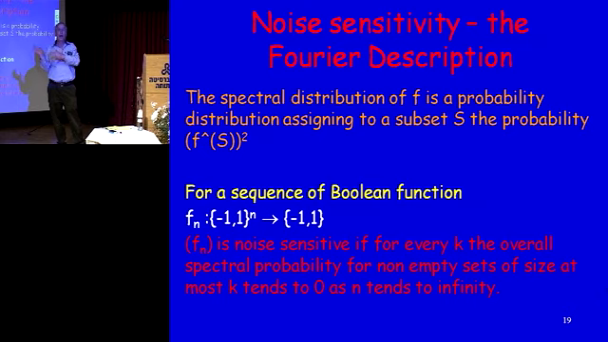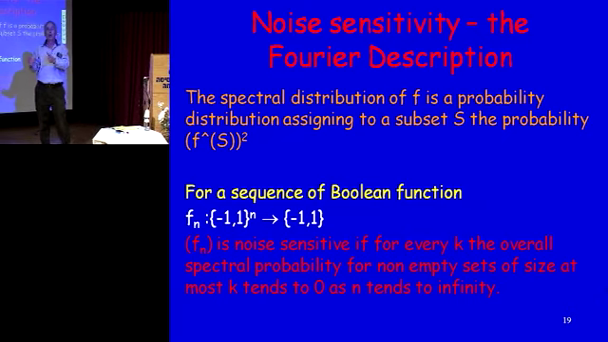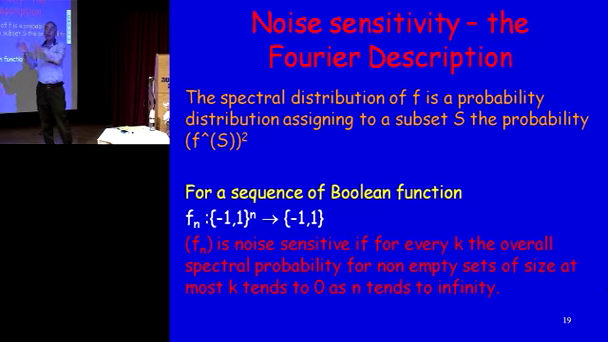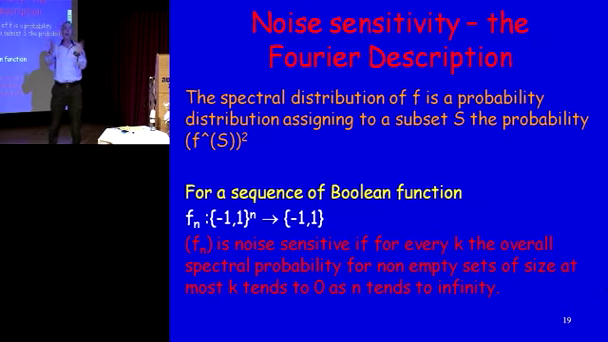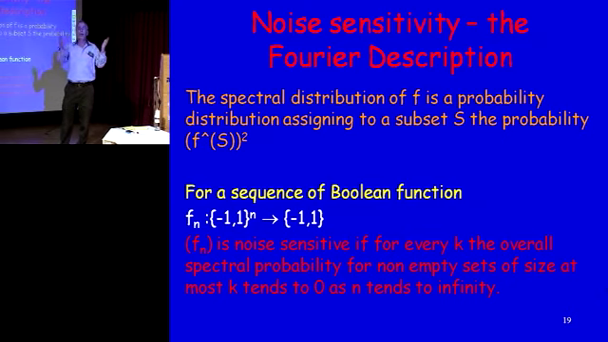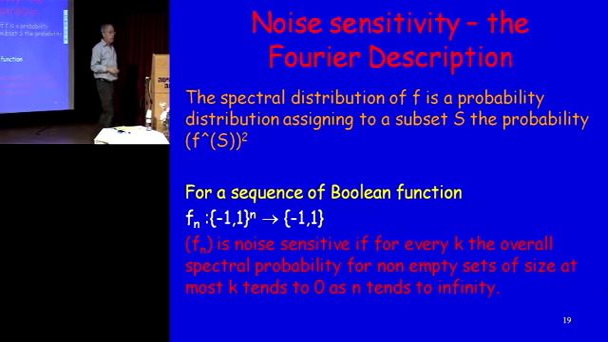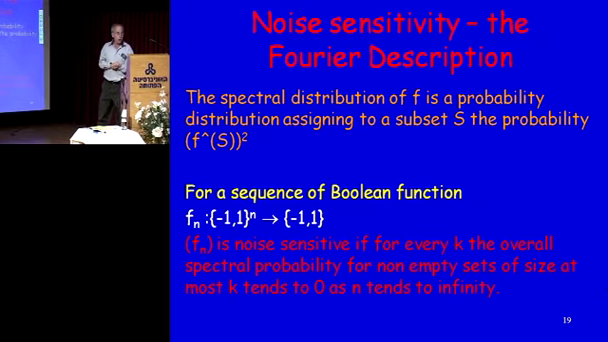This is the Fourier description of noise stability and noise sensitivity, and you see that it's not far from the notion of influence. Influence talks about the expectation of the size of S, and noise stability talks about where the Fourier coefficients, or where the energy of the function, is supported. So these are the connections.